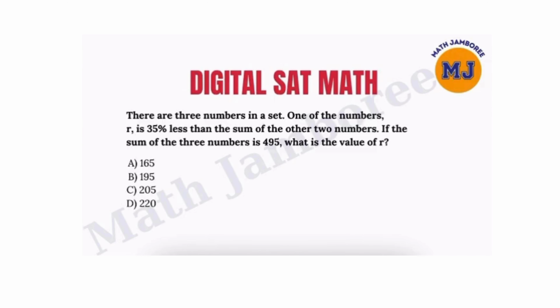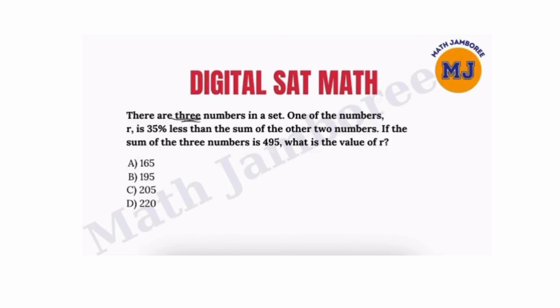Today we have another digital SAT type of question in the topic of percents. Let's dive into it. There are three numbers in a set. One of the numbers is 35% less than the sum of the other two numbers. If the sum of the three numbers is 495, what is the value of R? It asked us. Now let's mark the important things.